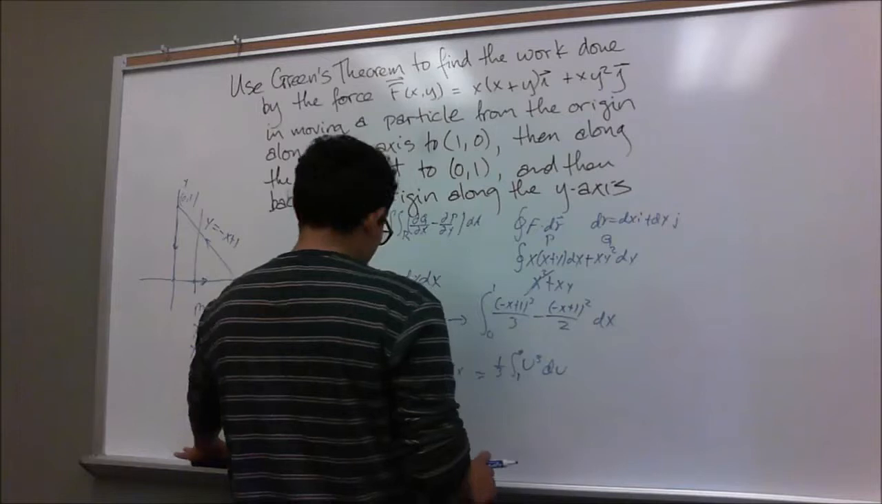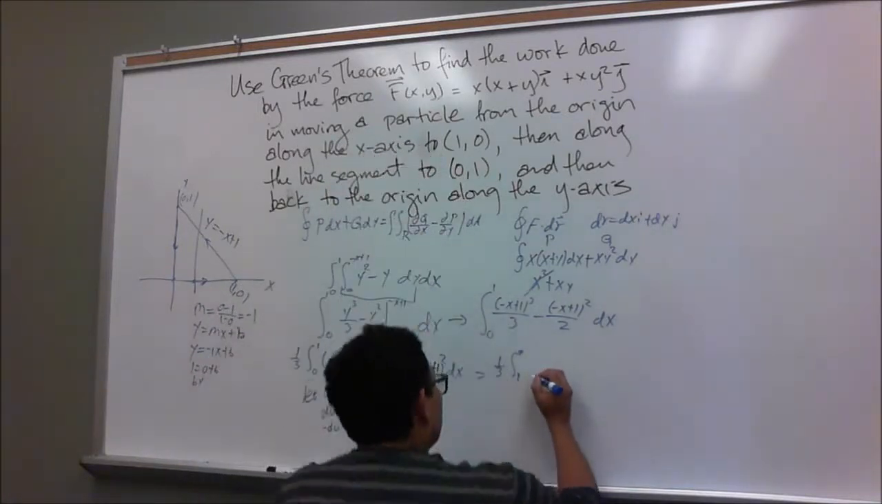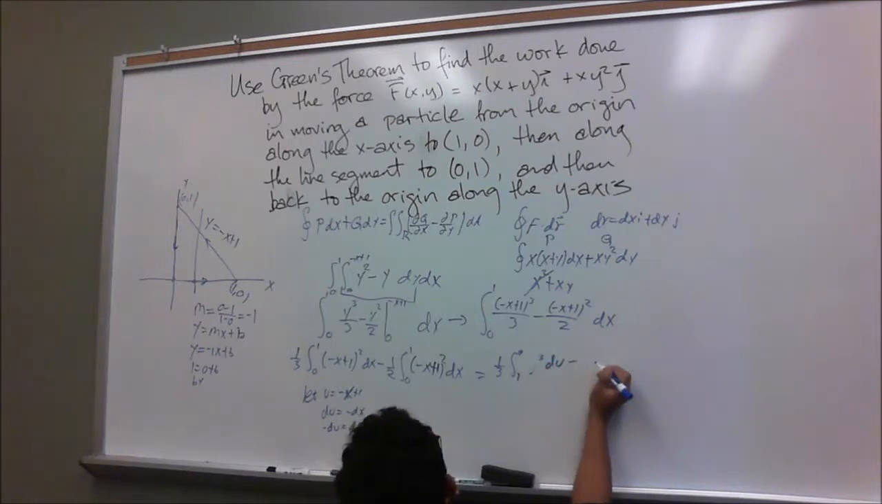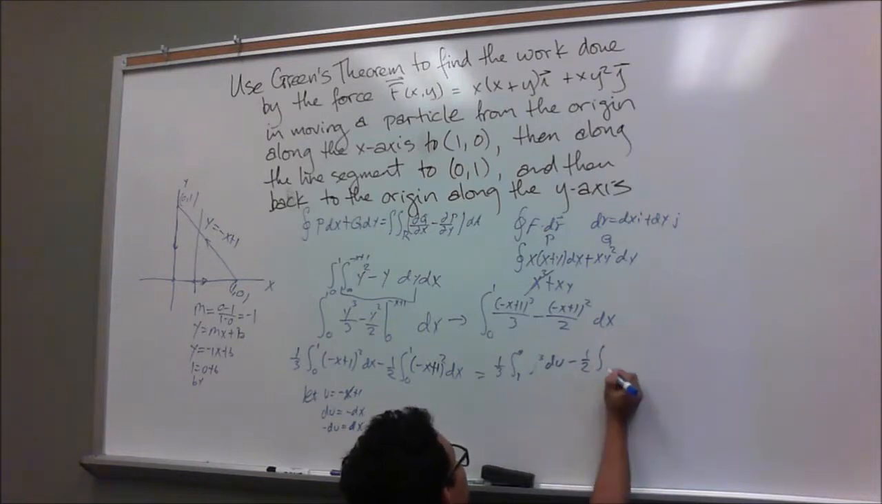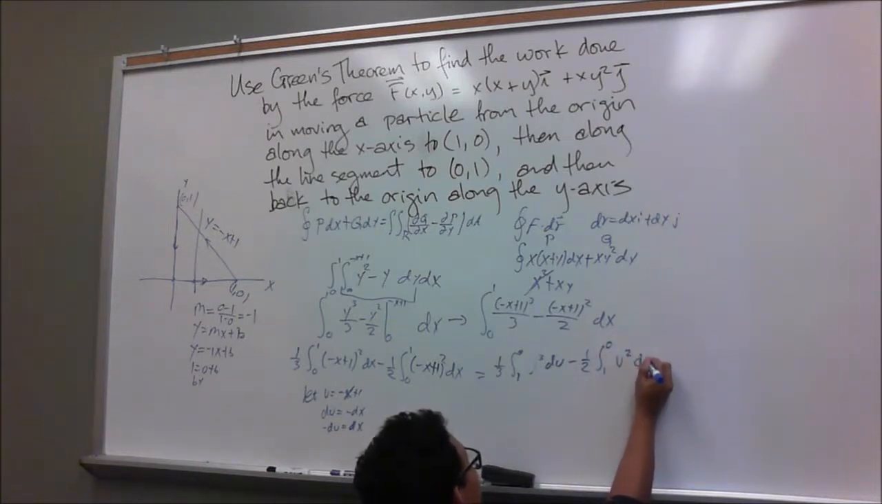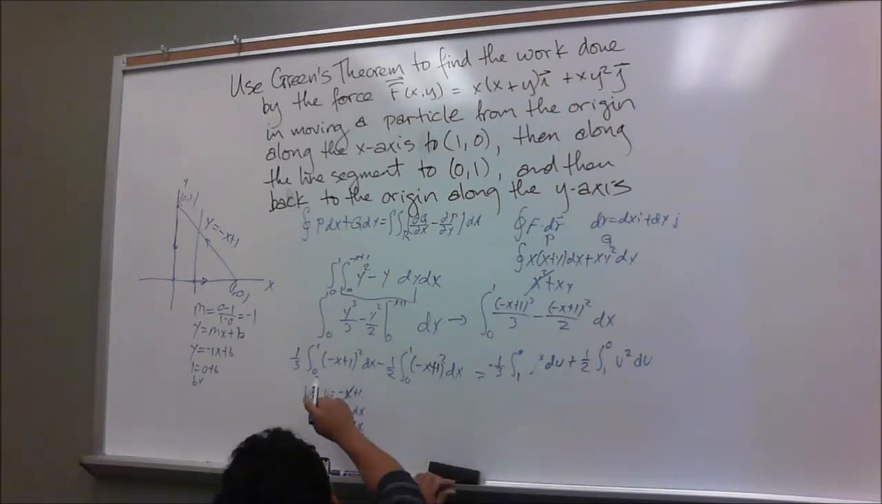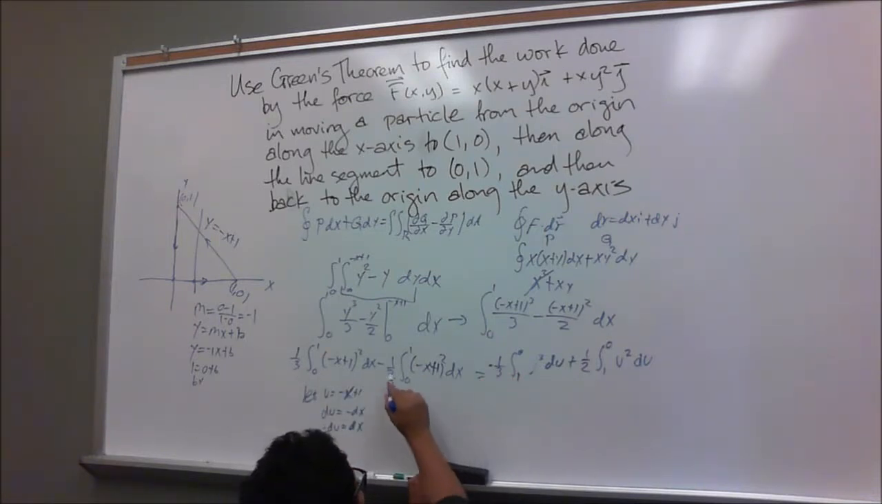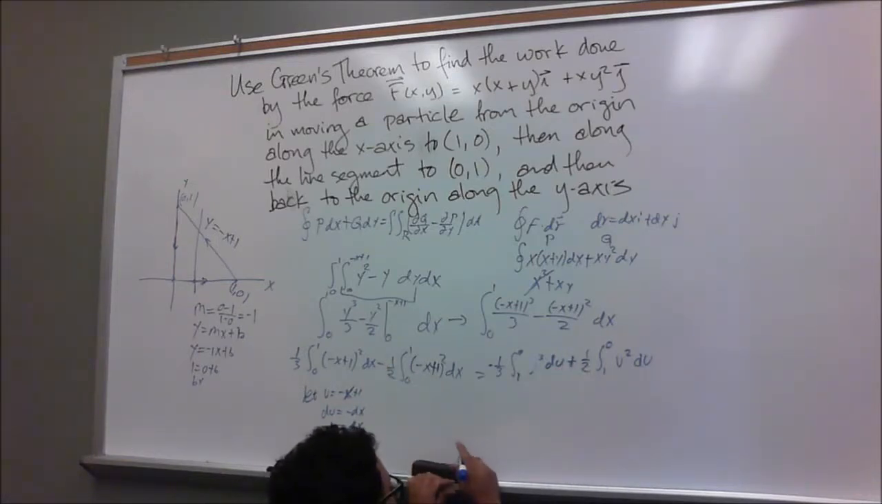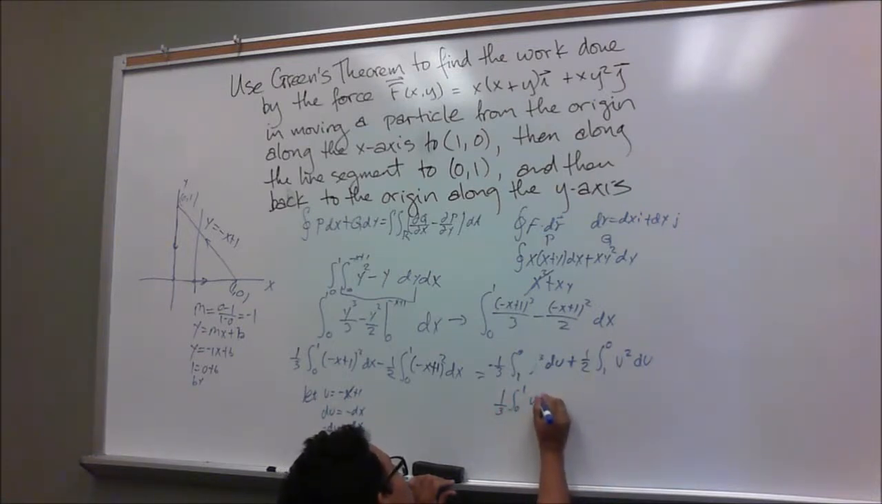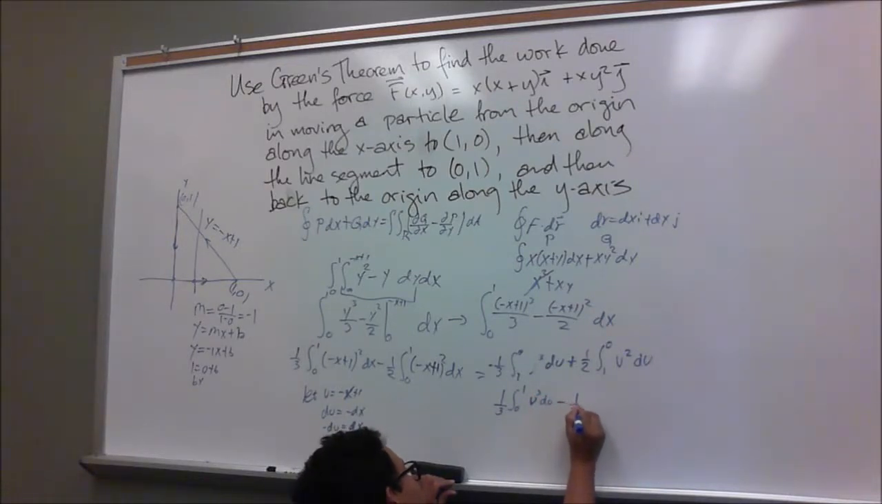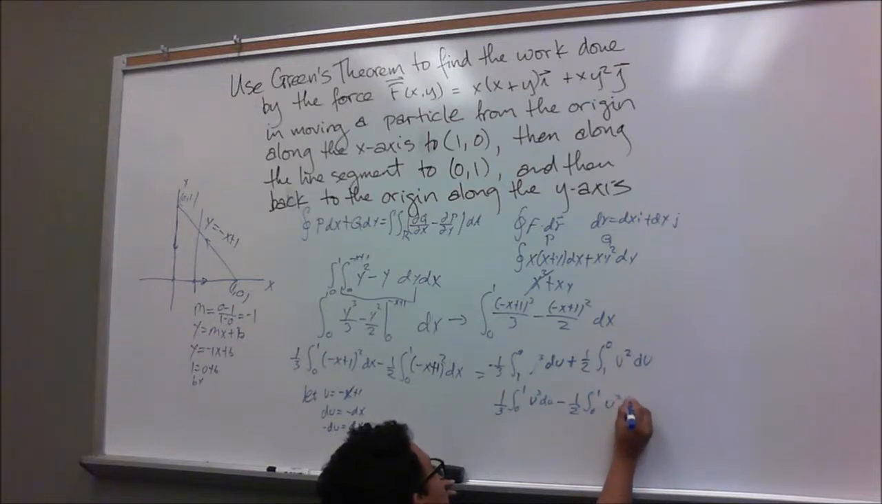So we have 1/3 times the integral of u cubed du, minus 1/2, with the same limits, from 1 to 0, of u squared du. Now, since du is negative, the negative times the negative gives a positive out here. Now I'm going to change the limits so that the zero is on the bottom, which makes it easier for me. So it will be positive 1/3 from 0 to 1 of u cubed du minus 1/2 from 0 to 1 of u squared du.